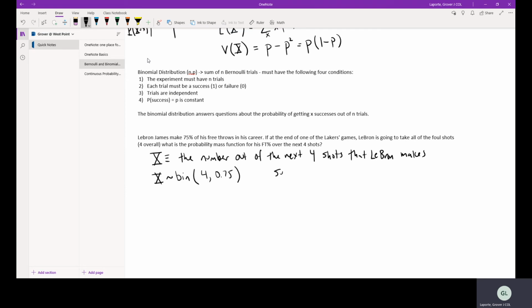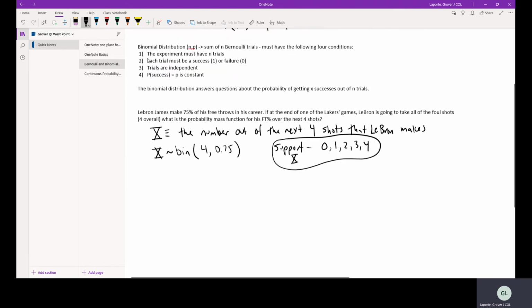So the support for this guy is what? Well, he can make a 0, right? So it's possible that he doesn't make any of them. He can make 1, 2, 3, or 4. Support for X. So we need a probability mass that puts however much probability sits at 0, 1, 2, 3, 4, if the things that we're saying are true. In other words, it's a binomial distribution. The P is constant, and all these things are correct.